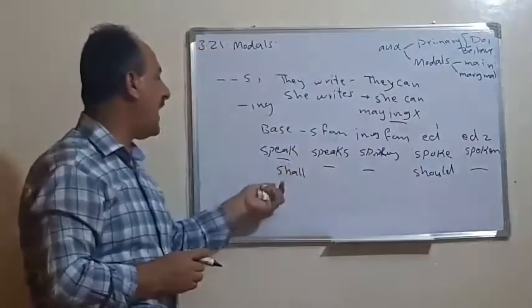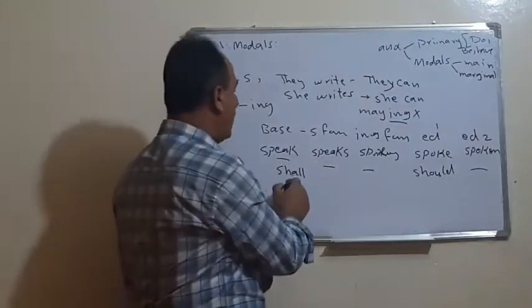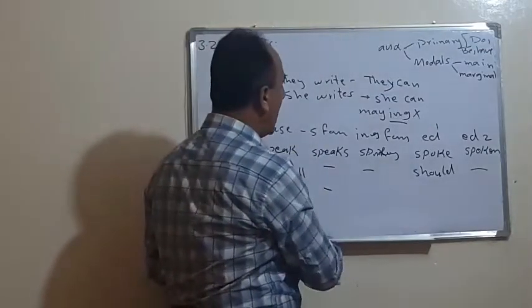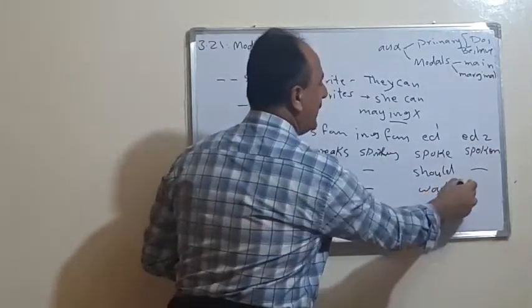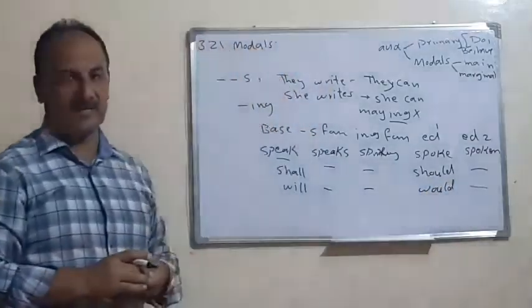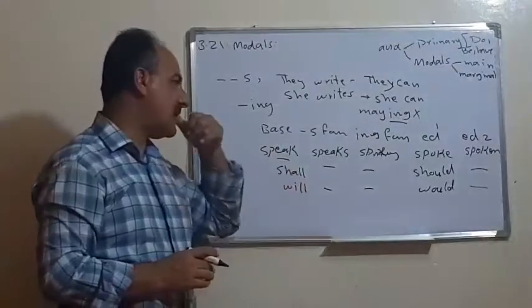If we come to can, we say can, right. We have, for example, will. Again, we don't have wills, we don't have willing, but we have would, and we don't have a past participle. So this is the second case.